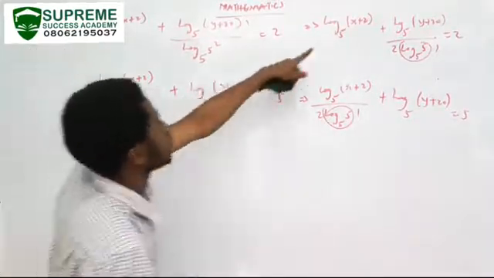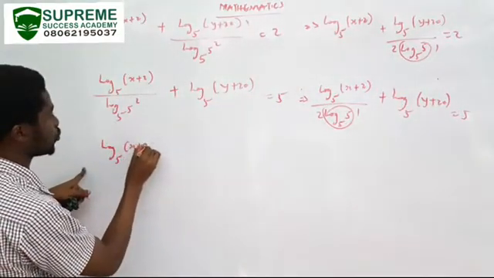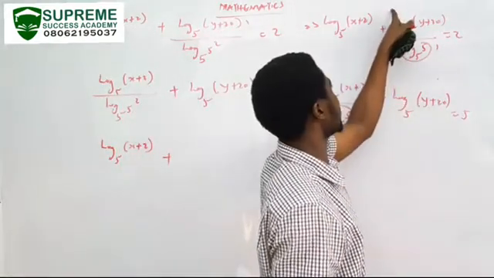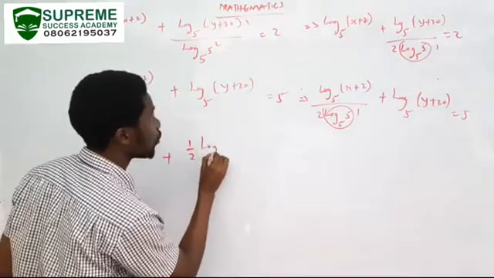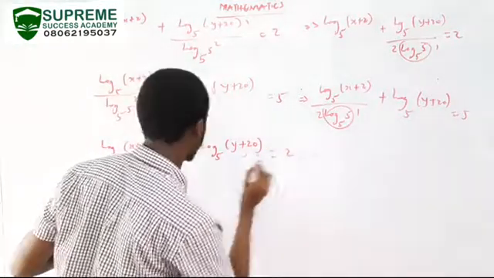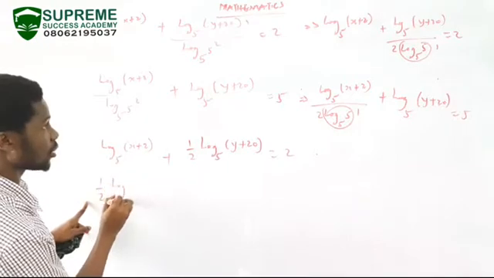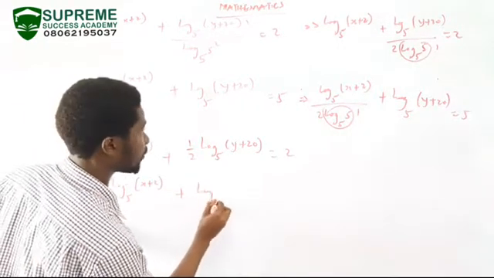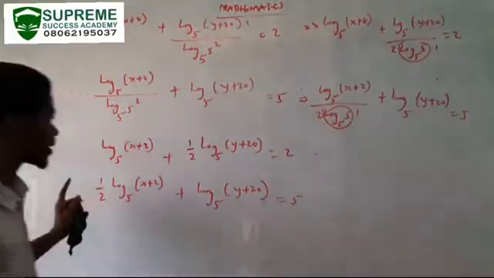So we write this one: log 5 raised to the power x plus 2 plus, now if this one is 1 times this is 2, it can become 1 over, this one becomes half log 5 raised to the power y plus 20 equals 2. Good. The same way this one, you have half log 5 raised to the power x plus 2 plus log 5 raised to the power y plus 20 equals 5. Oh, consider simplification.